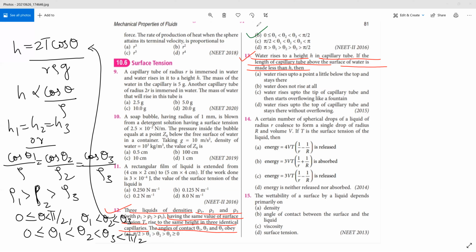So we know water will not overflow but will change its radius of curvature. Therefore, for the 13th one, this one is the right answer.